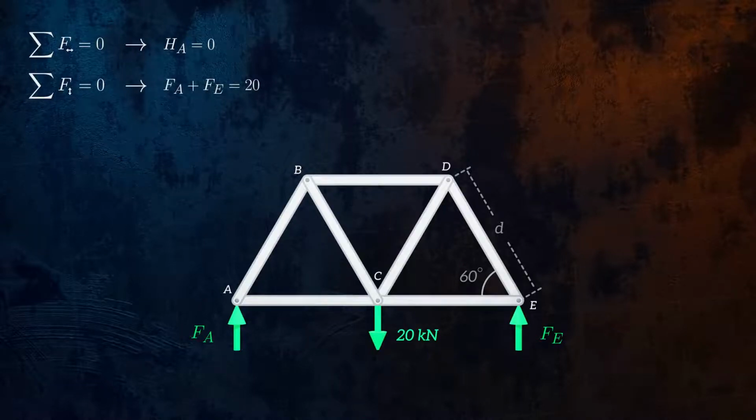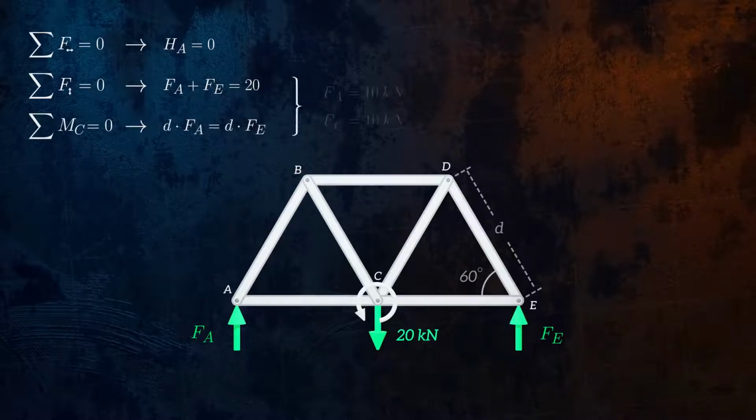Both joints are located at the same distance from joint C, so taking equilibrium of the moments acting about joint C, we can calculate that they both equal 10 kilonewtons. Now let's determine the forces acting on each joint.